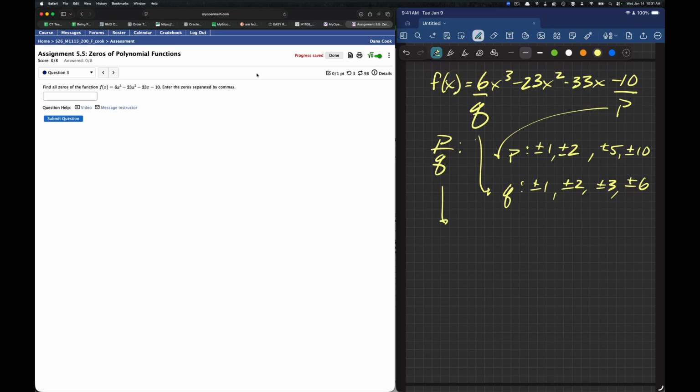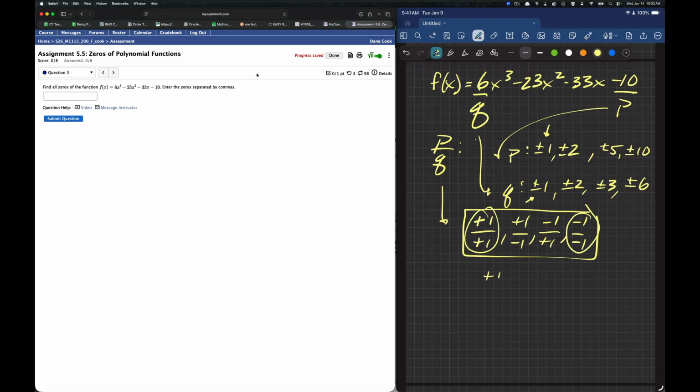Then Descartes told us we need to find all the possible combinations of those p's divided by those q's. This is the long way; you will never see me do this again. Positive 1 divided by positive 1, positive 1 divided by -1, -1 divided by positive 1, and -1 divided by -1. That's all the combinations of those two 1s over those two 1s, right? There's redundancy though. Isn't this positive 1, and isn't this -1? So we just get plus or minus 1.